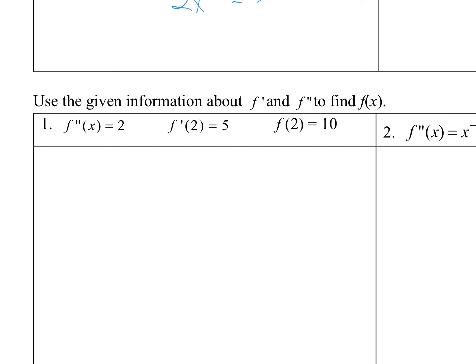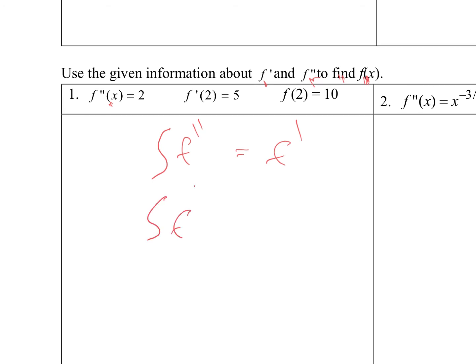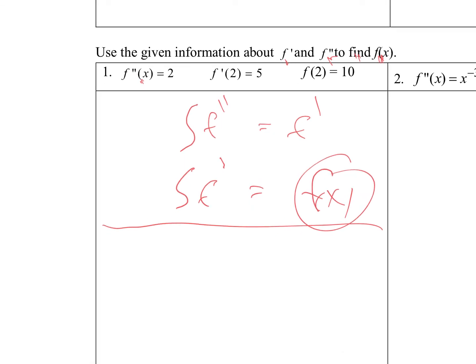Use the given information about f prime and f double prime to find f of x. I don't have f of x here. So I start with f double prime, and I will antiderivative f double prime to give me f prime. Does that make sense? Yes. Then I will antiderivative f prime, which will give me f of x, which is what I want. So let's start with this.